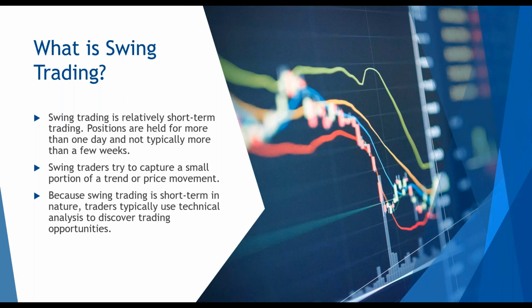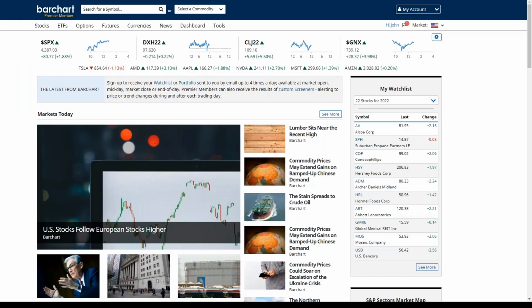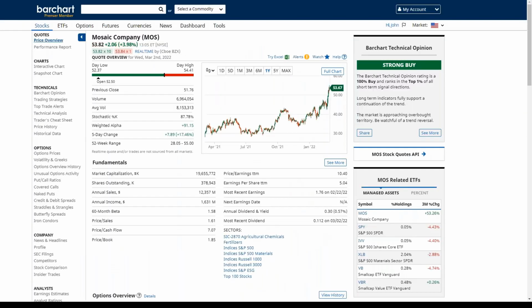Okay, so what I would like to do here is go back to Barchart. Before we break down a couple swing trades, I want to do a little groundwork and show you some of the tools Barchart has that I use in my process. So first of all, here's just a stock, any stock, and this is Mosaic, and this is one of the ones that's been kind of popular or moving recently.